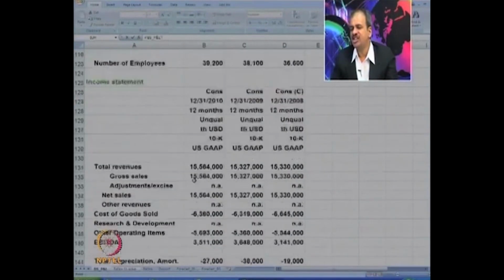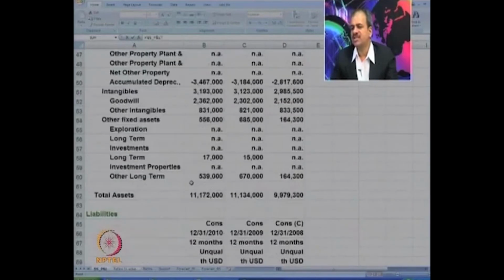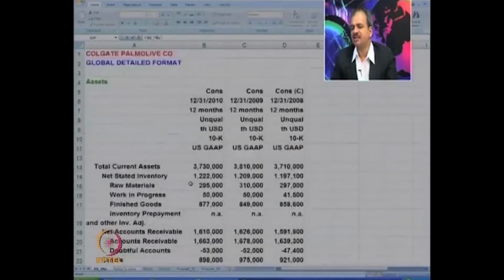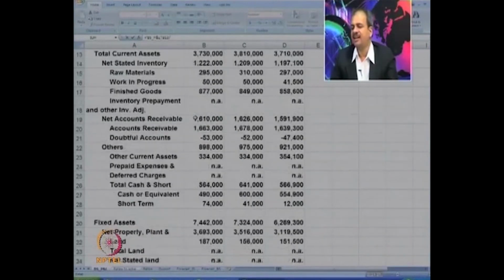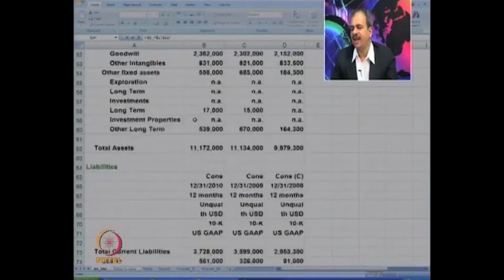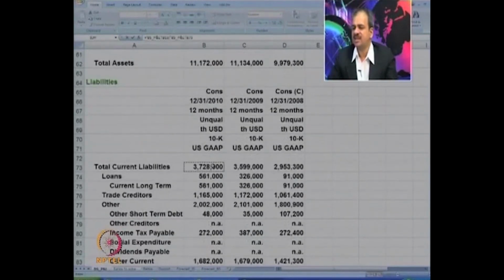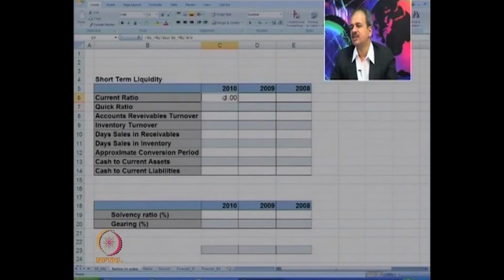So in the balance sheet, first let us go to asset side. We have been given already current assets. Take the total current assets and divide it by liability. The first item itself is total current liabilities. So exactly 1 is the ratio.